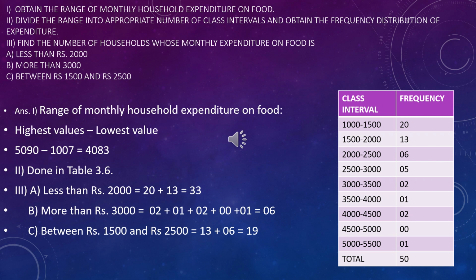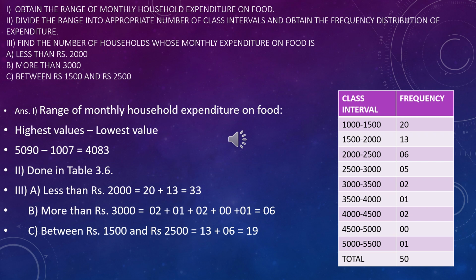So the first question is: obtain the range of monthly household expenditure on food. So the first answer: we know that range is the difference between the highest value and the lowest value. So 5090 minus 1007 is equal to 4083. So this will be the answer.